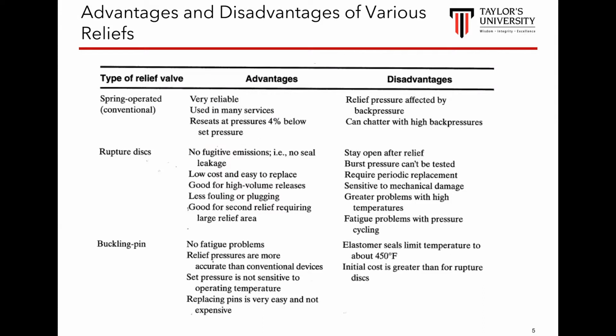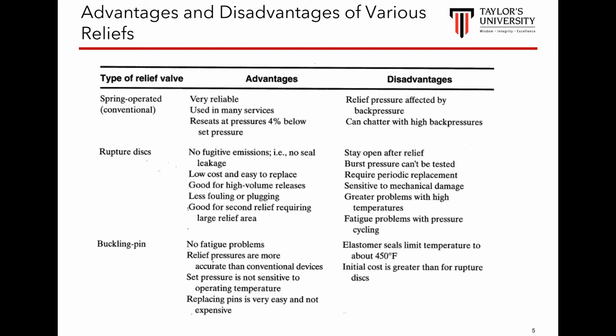This slide shows the advantages and disadvantages of various relief systems, such as your spring-loaded valve, rupture disc, or buckling pin. Buckling pin is very similar to rupture disc. It's also a one-time use relief system. One advantage of the spring-operated or spring-loaded valve is that it is reliable. It can be used in many services, and it can reset at a pressure 4% below the set pressure, meaning it will stop releasing your chemical.